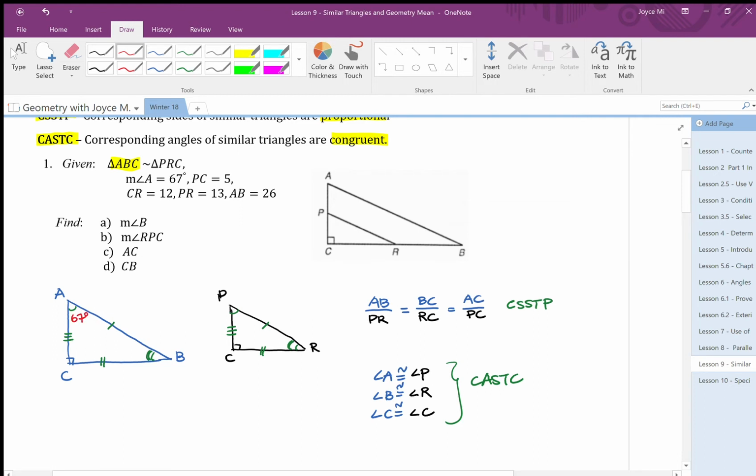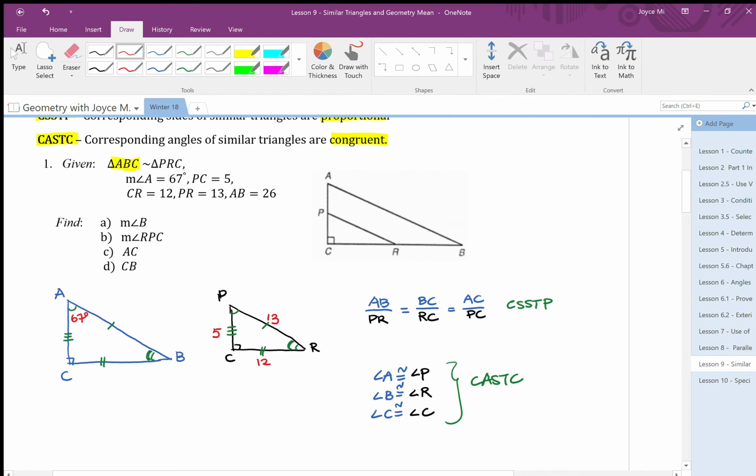Well, angle A is 67. We say angle A is the same as angle P. So therefore, angle P is also 67. Now, I know that PC is 5, so I mark the given here. I know CR is 12, so this is 12. I know that PR is 13, so this is 13.